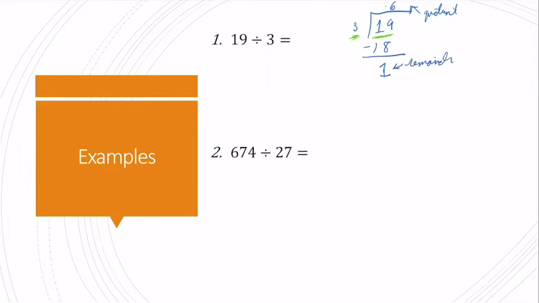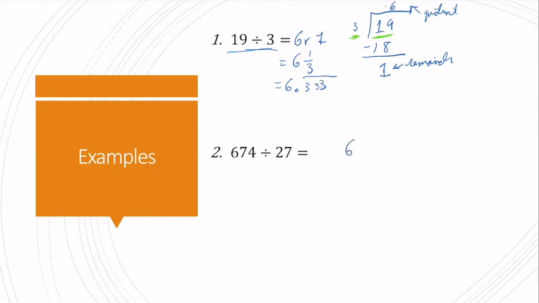So we can write this answer as 6 remainder 1 or 6 1/3, which if you plug this into your calculator, you'd see you get 6.33333 repeating, right? But we're going to have to make sure we can find our remainder because that's a really important part for section 4.5.